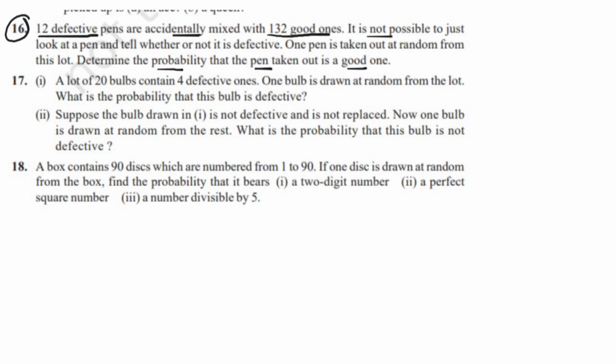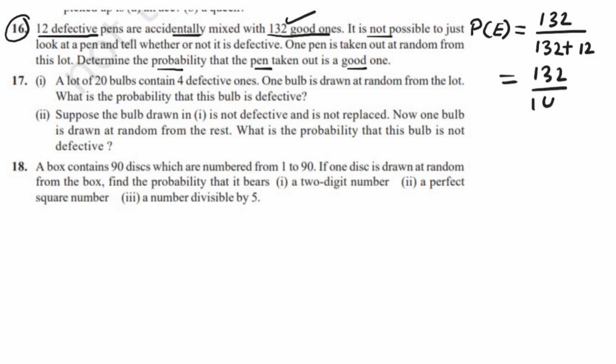How to write this answer? We have to first write the formula of finding the probability of happening of an event, and then in the second step we have to write the probability that the pen drawn is a good one as the number of favorable outcomes. So there are 132 good pens out of the total number of pens, that is the good ones 132 plus the 12 defective ones. So it is going to be 132 over 144, and this can be brought to standard form, which is 11 upon 12, and this is less than 1, so this is a correct answer.